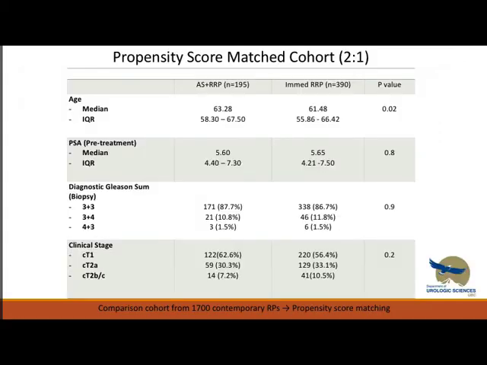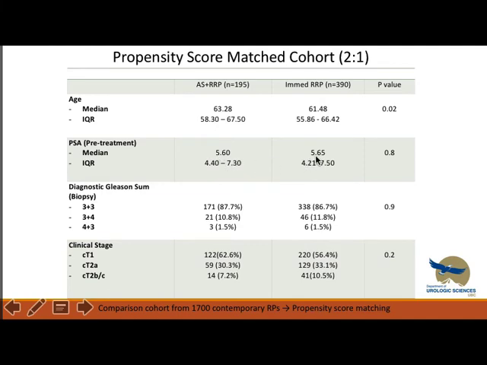So, that's Will Rogers as well? Yeah, I guess it is. So we did a propensity score matching. We took 1,700 contemporary radical prostatectomy patients who had data, and from those we selected them to match against our active surveillance delayed radical prostatectomy group in a 2-to-1 match. And you can see they're very closely matched by the computer modeling. The age is slightly different, but really not that significant.